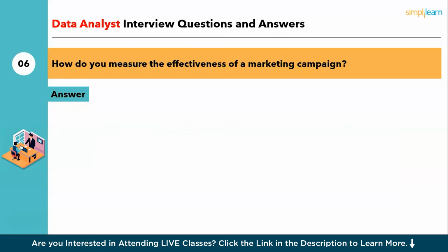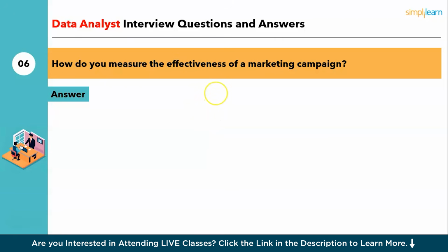Now proceeding ahead, we have the sixth question. How do you measure the effectiveness of a marketing campaign? Now, this is a little bit of an extended version of data analytics. So here, let's say you're a marketing analyst and you perform some marketing for a month, or let's say for a week, and you want to identify the effectiveness of your particular campaign. So what are the formulas that you're going to follow so that you can calculate the numbers?